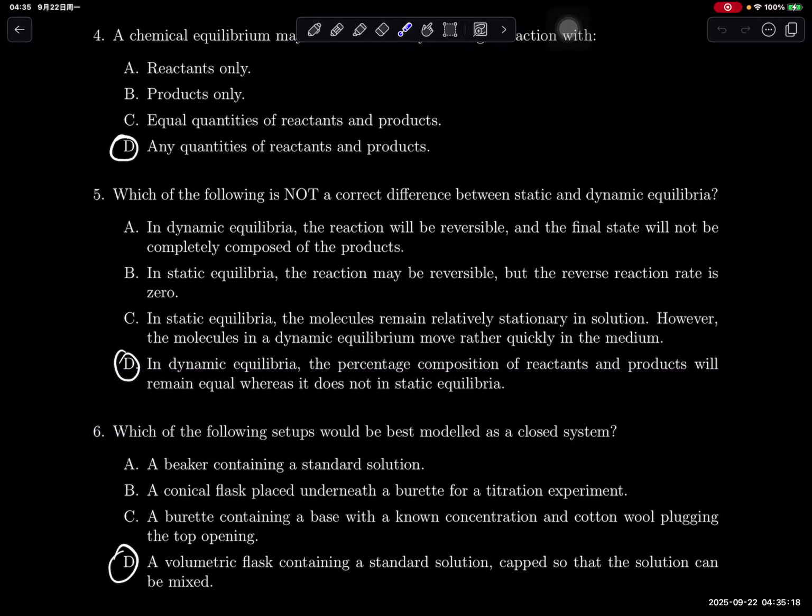Which of the following is not a correct difference between static and dynamic equilibrium? So A says in dynamic equilibrium, the reaction will be reversible and the final state will not be completely composed of the products. This is accurate. This is correct, right? So in order to be reversible, you must have products and reactants simultaneously together.